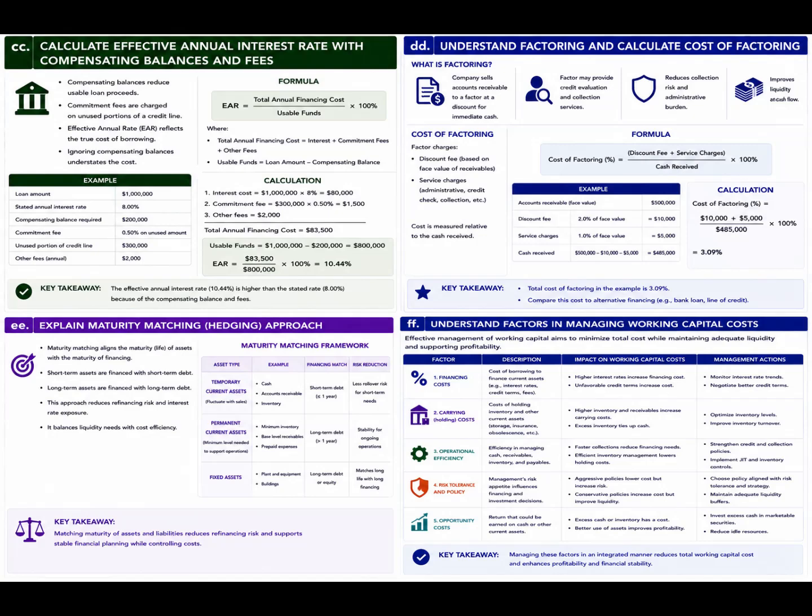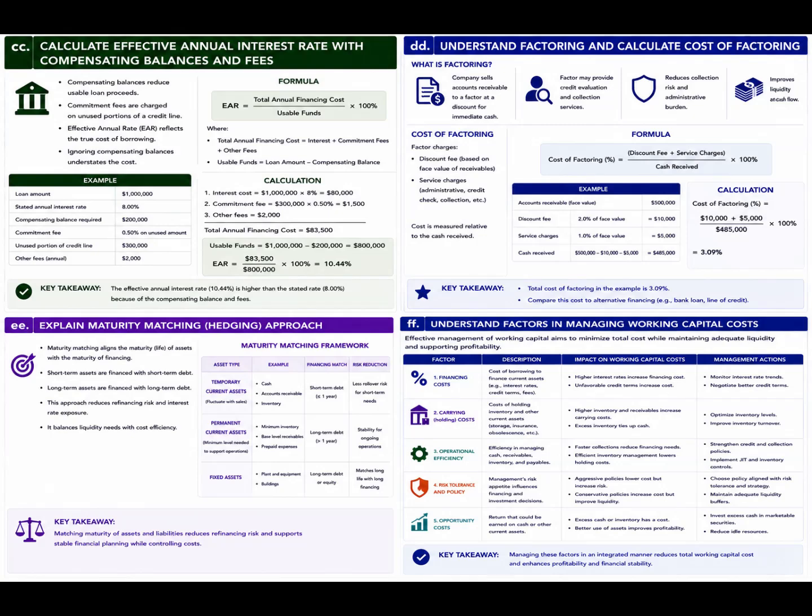CC. Calculate effective annual interest rate with compensating balances and fees. Compensating balances require borrowers to maintain a minimum deposit, reducing usable loan proceeds. This increases the effective cost of borrowing. Commitment fees may be charged on unused portions of a credit line. These fees must be included in cost calculations.